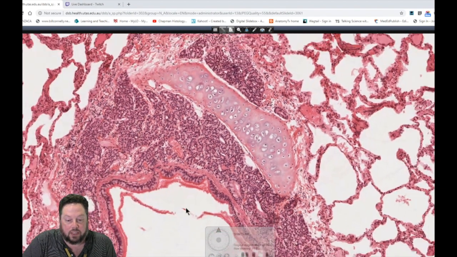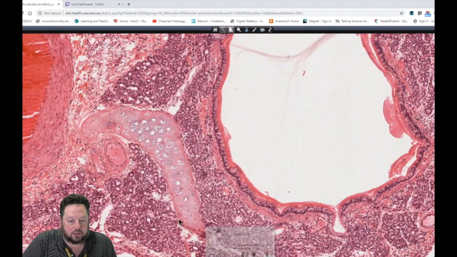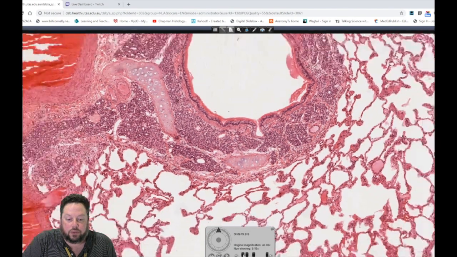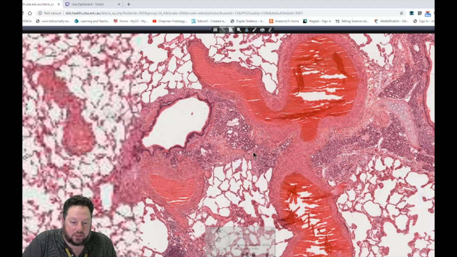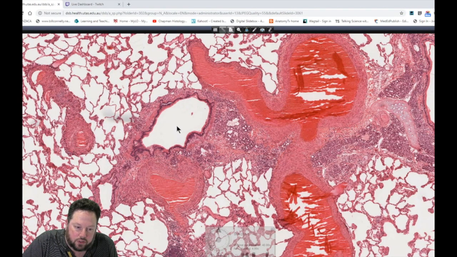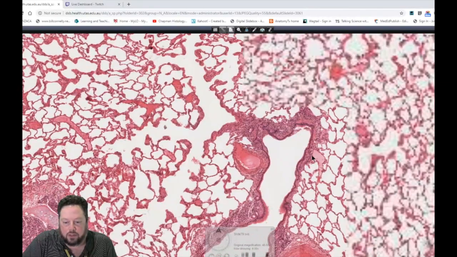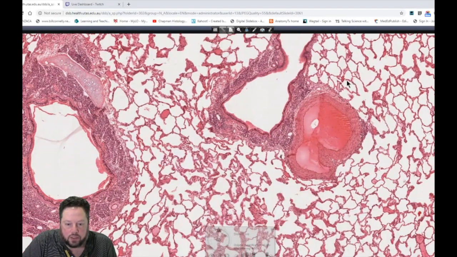So that's on that side. There's another one on this side as well. You can see this little plate here. You can see a couple of blood vessels, another little plate here. If we sort of zoom out, maybe we can actually see some of these others. There's no cartilage there.